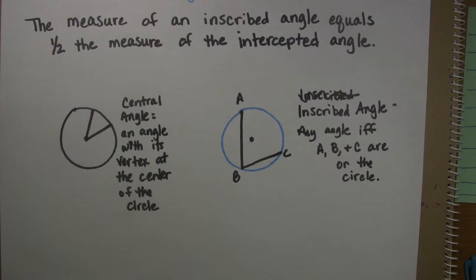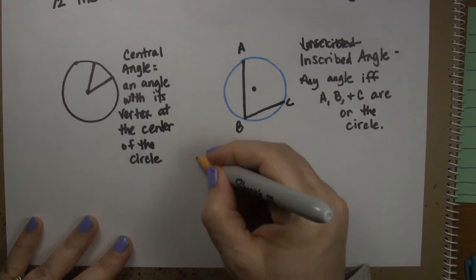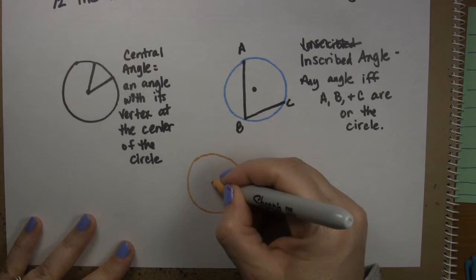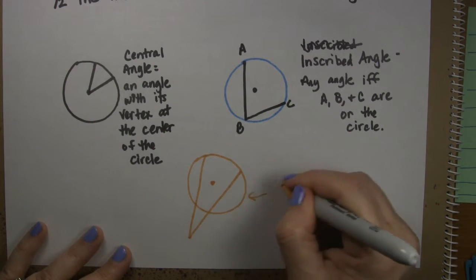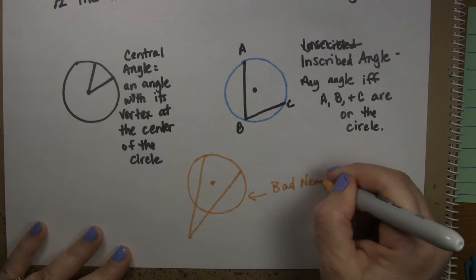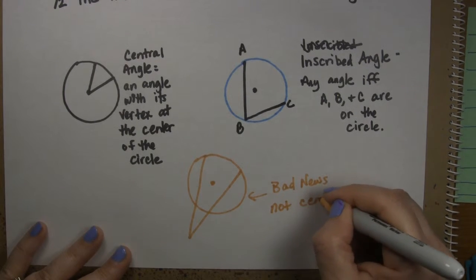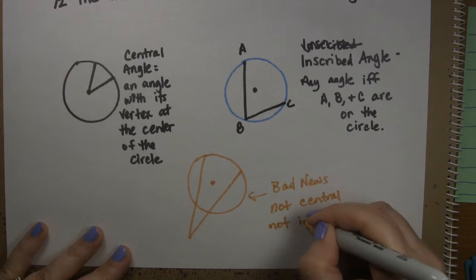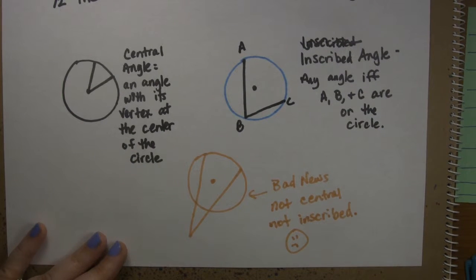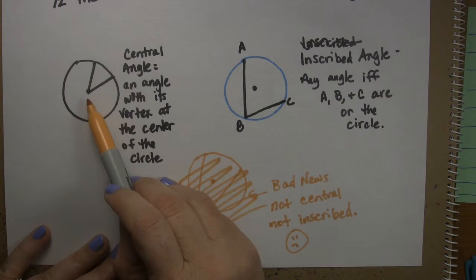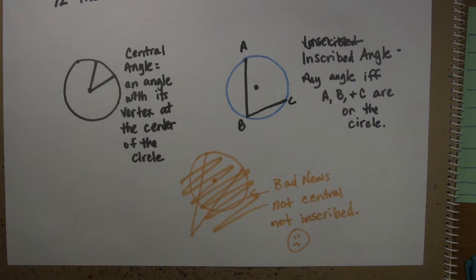Now I'm just going to make the point that this type of angle, something like that, is bad news. It is not a central angle, and it is not an inscribed angle. I don't know what you call that, although it kind of looks like a deformed snowman, maybe Picasso's snowman. In any event, we're not dealing with that. We're just dealing with central angles and inscribed angles.